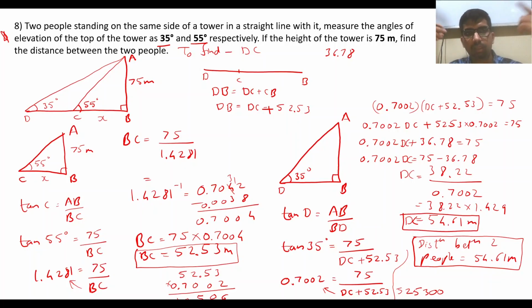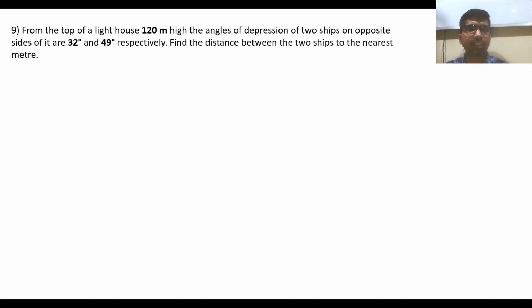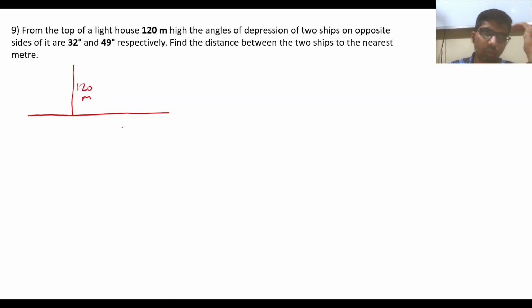All right, next question over here. A lighthouse question once again, and they have said that this time the lighthouse is over here, the height is 120 meters. Let's read the question. I didn't read the question, I just went straight to the answer. Don't be like me. Read calmly, then we solve. From the top of a lighthouse 120 meters high, the angles of depression of two ships on the opposite sides are 32 and 49. So which will be closer?